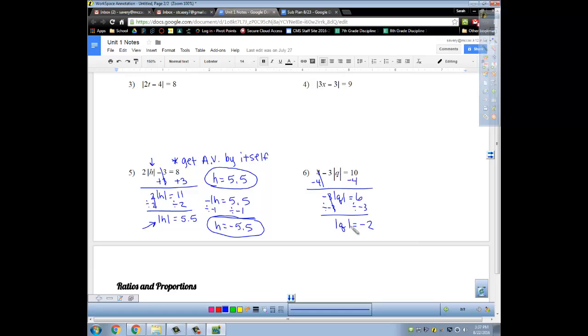Now that I have the absolute value sign by itself, I want to double check, make sure this isn't a negative. It is. So there's no number I can take the absolute value of and get a negative, so this one will be no solution. And it's because we can't have an absolute value set equal to a negative. I know these are kind of weird, so if you have any questions, please email me.